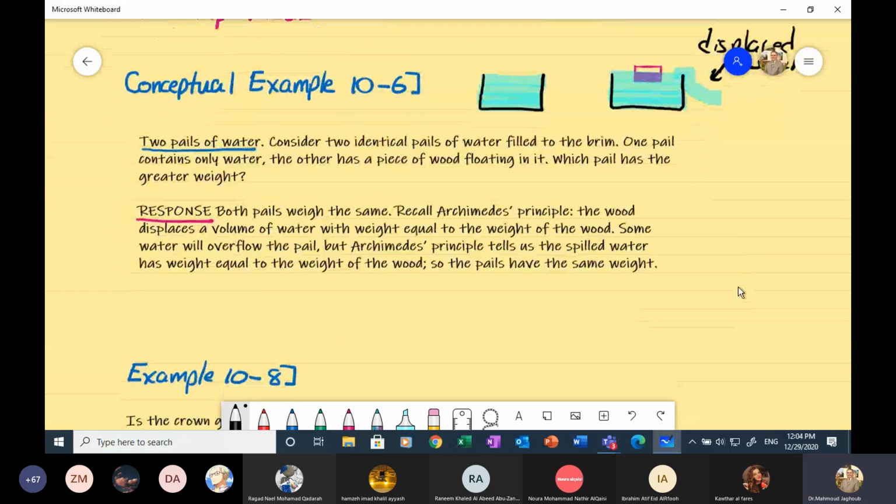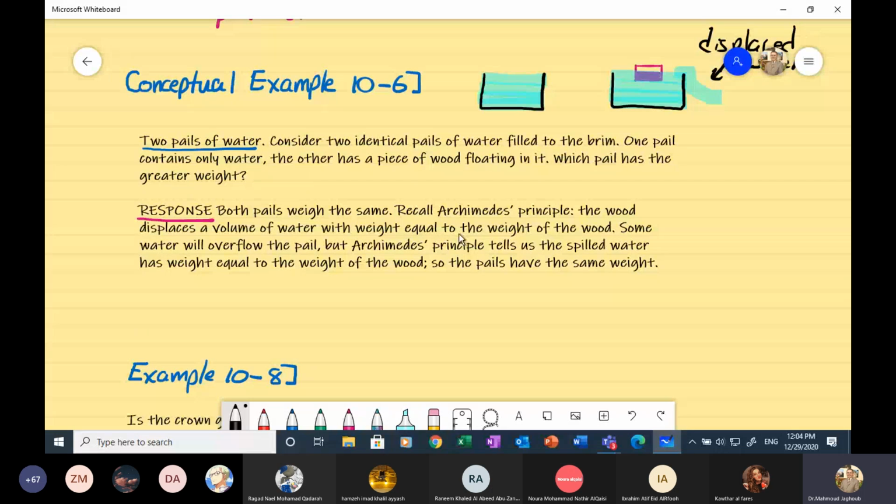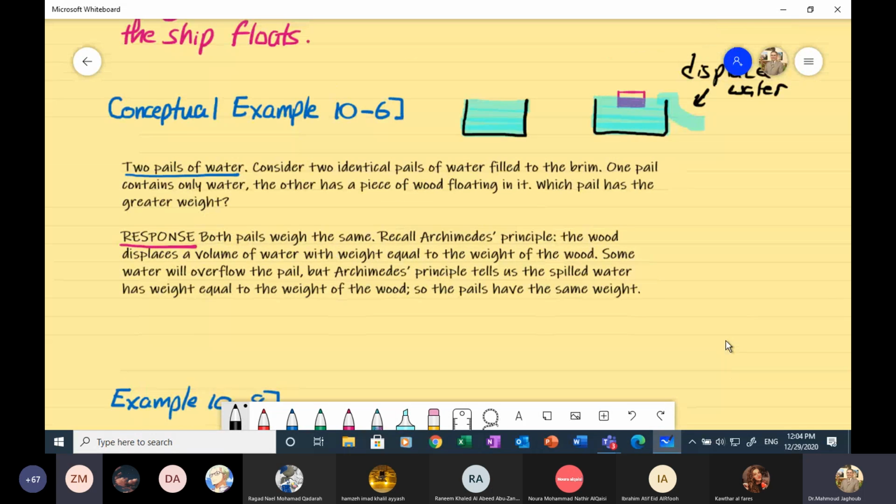What I have said is explained fully here. This example is taken straight out of your book. I took this example from your book. You can go back and see it. Okay. Before I move on, do you have any questions?